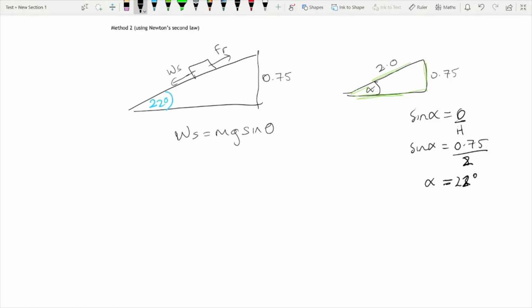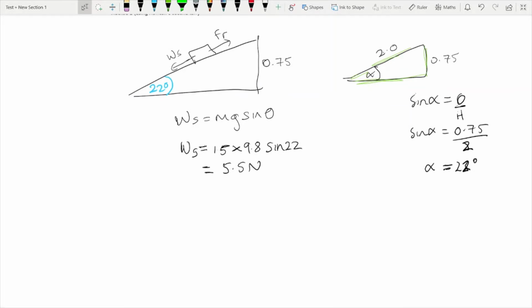Then we can find the component of weight down the slope by putting in our numbers. The mass is 1.5, g is 9.8 because we're on Earth, times sine of 22. That comes to 5.5 newtons. So we've got this situation here: 5.5 newtons down the slope, and the frictional force is what we want to find.